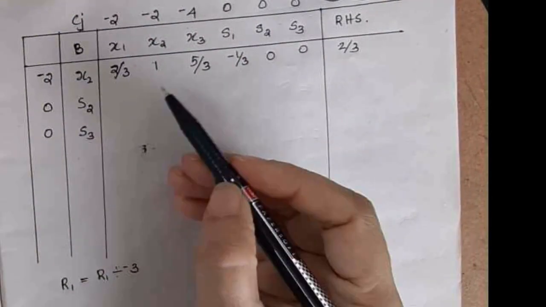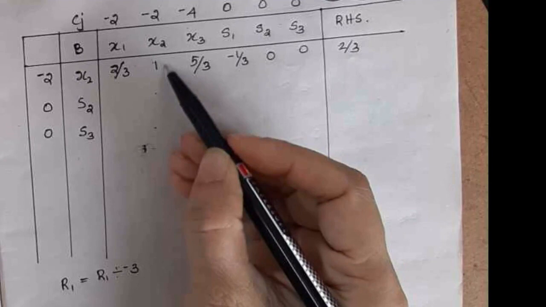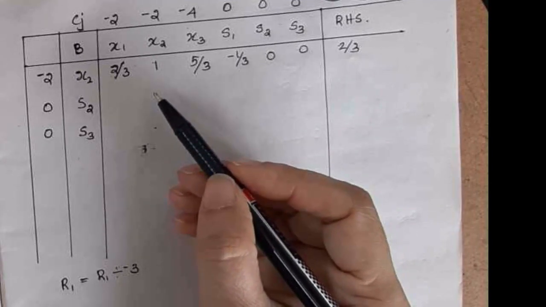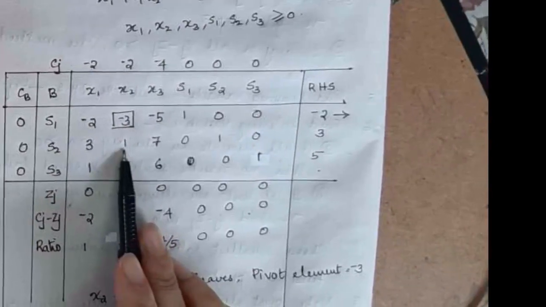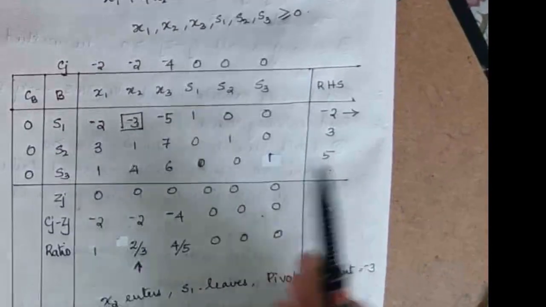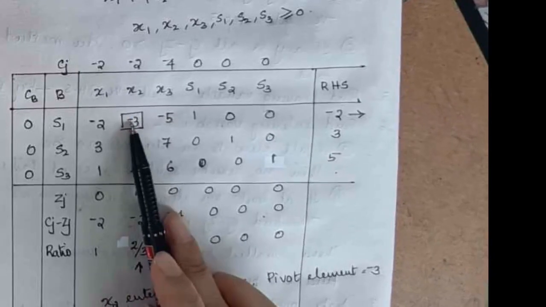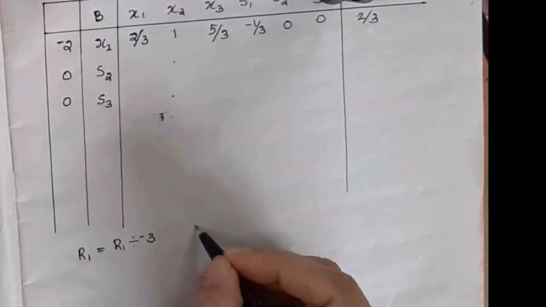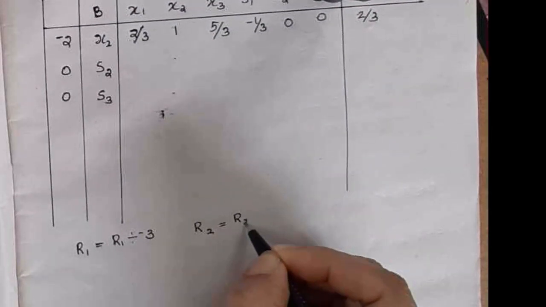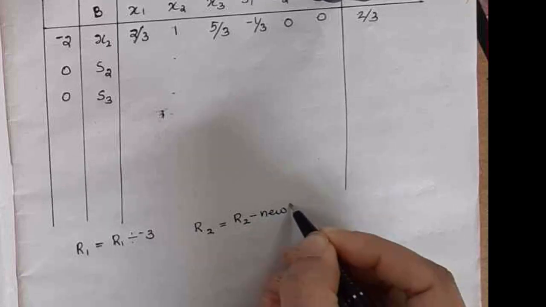Okay. Now the second row, we have to make these two elements 0 based on this one. In the old table you had 1 here. You have to make the 0 based on that. So the element corresponding to the new table here is 1. So you can directly do row 2 minus row 1. So R2 is equal to old R2 minus new R1.